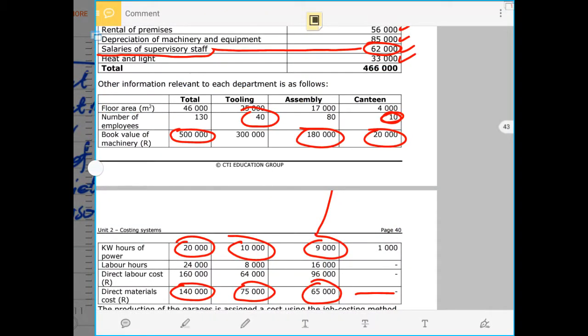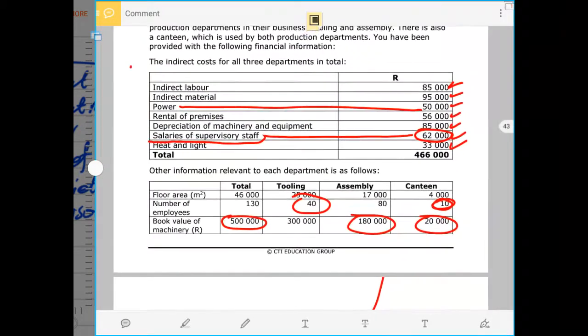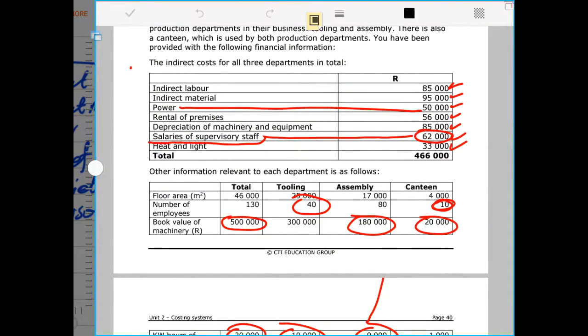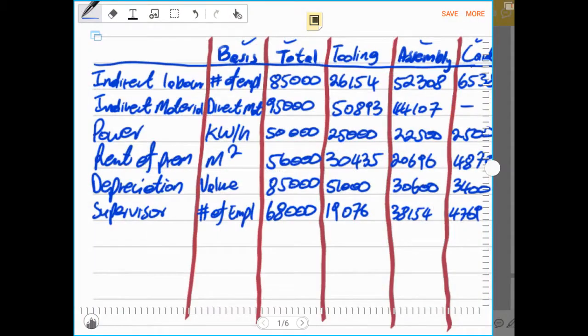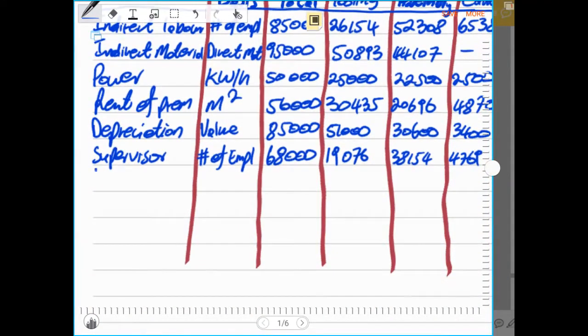And the last overhead now that we have, as we are about to be done soon, is heating and lighting, 33,000 rands. Heat and light is our last overhead.